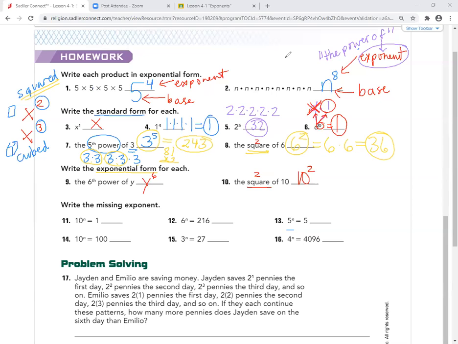It would be 10 times 10. It's 2 copies of 10 multiplied together. 10 times 10 makes 100. Hey, here's a cool connection.